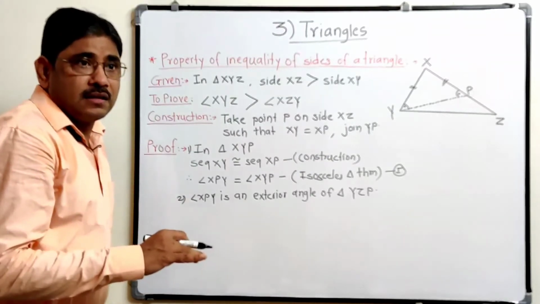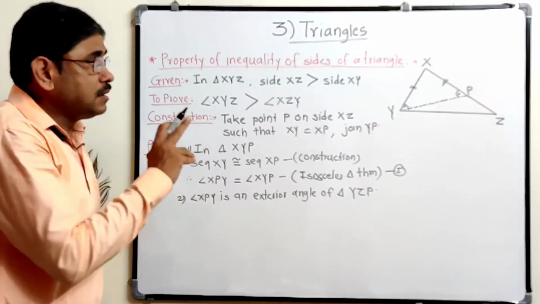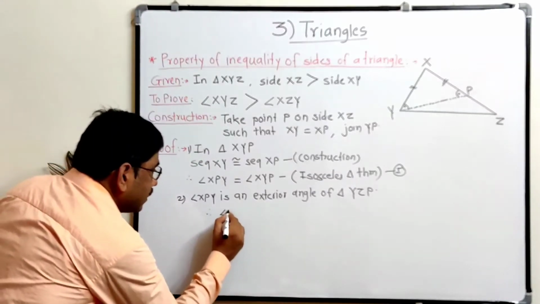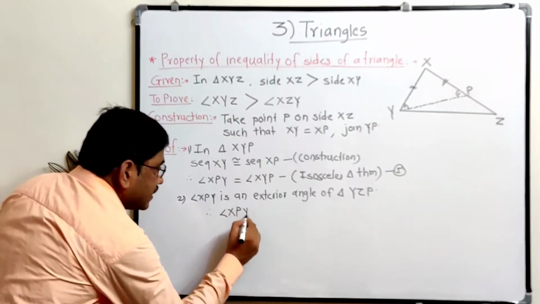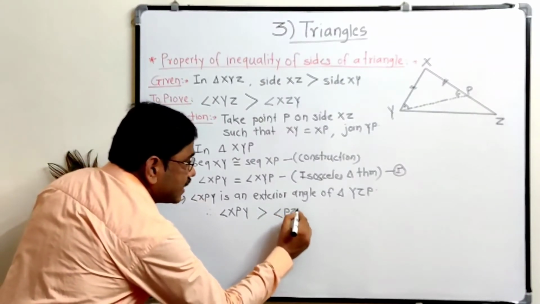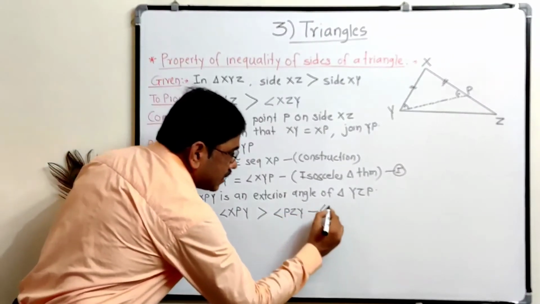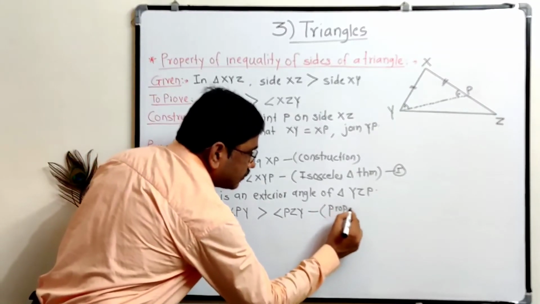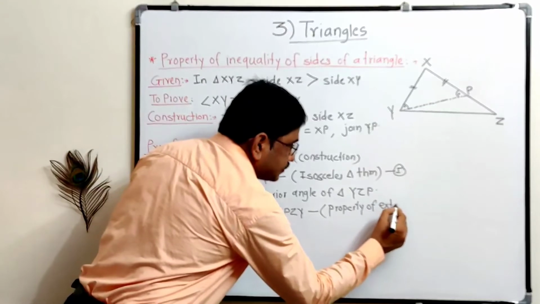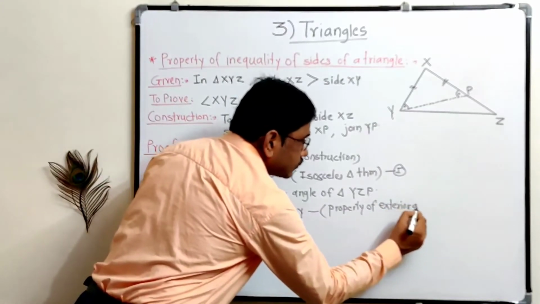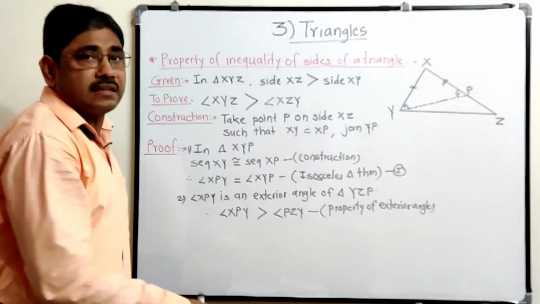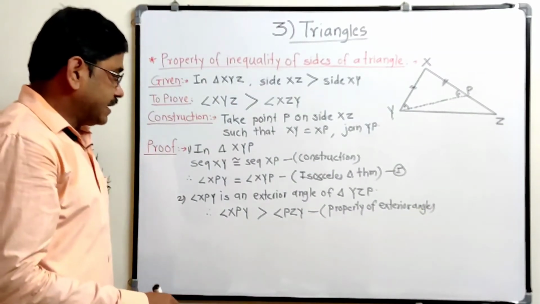And you know the property of exterior angle. Exterior angle is greater than the remote interior angles, and therefore angle XPY is greater than angle PZY. Here we use the property of exterior angle. This is the property of exterior angle. Exterior angle is always greater than the remote interior angle.